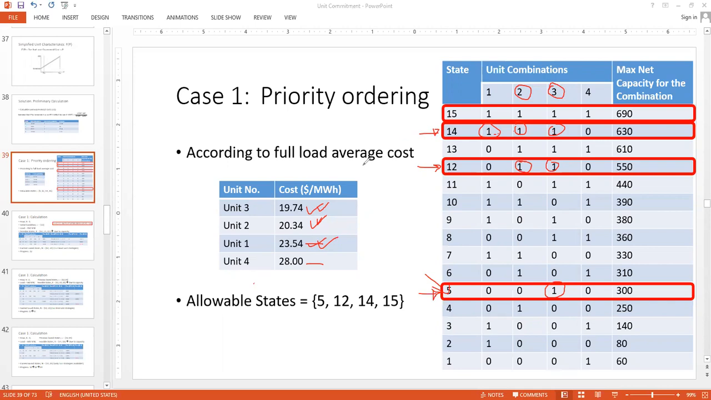And the last priority should be all the units turned on, because you have taken care of all the higher priority units in state number 14. So the last one remaining is all the units on, that is state number 15. The last column over here gives you the maximum net capacity, which is simply the summation of the maximum capacities of the available units in each state. If you add them up, you get this value in the rightmost column. So the allowable states we find here are state number 5, state number 12, state number 14, and state number 15.